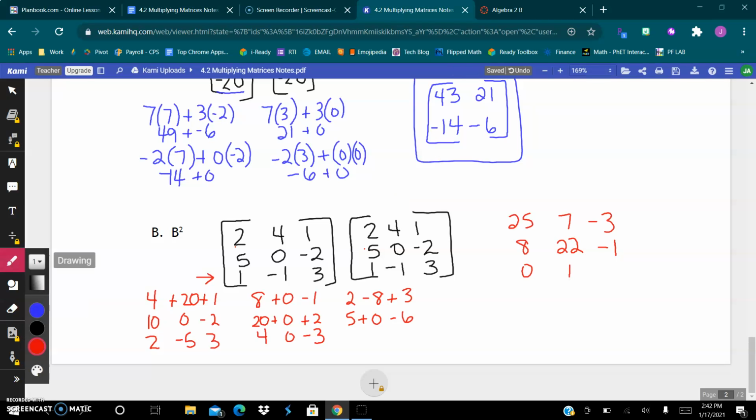And finally, our last column, our firsts, 1 times 1 is 1. Middles, negative 1 times negative 2 would be a positive 2. And lasts, 3 times 3 is 9. So that would give us 12. And then we have our 3 by 3 matrix for our answer to B squared.